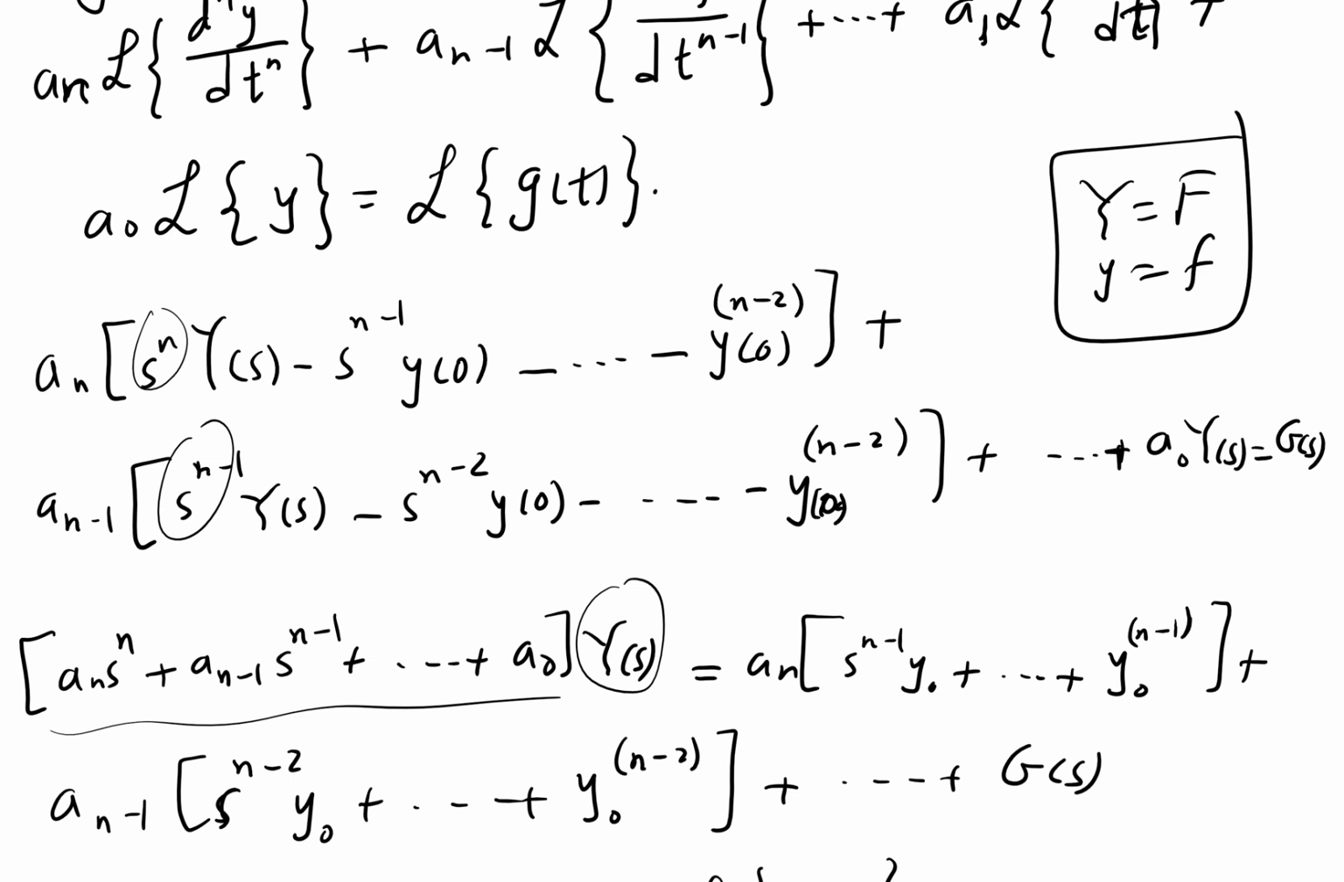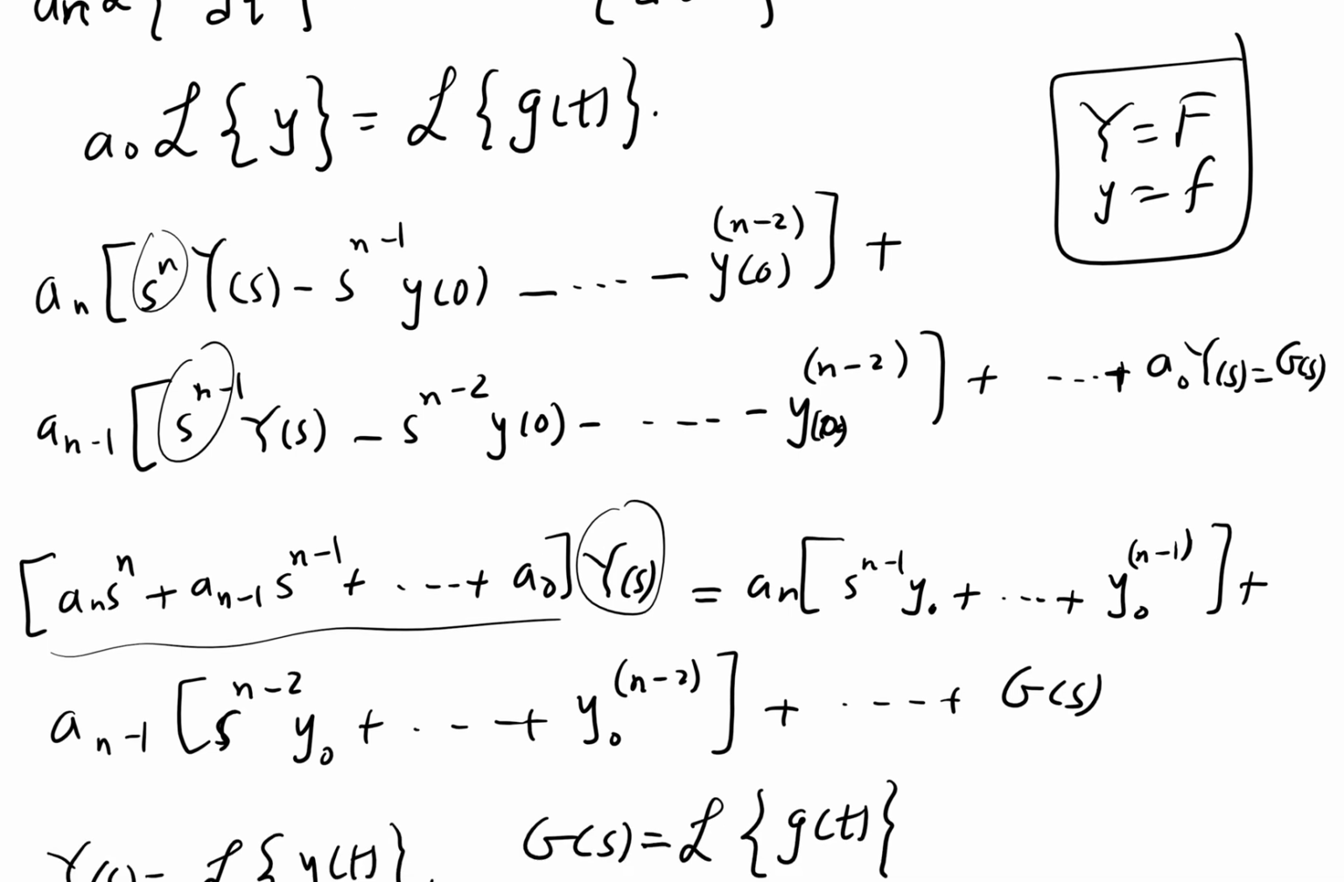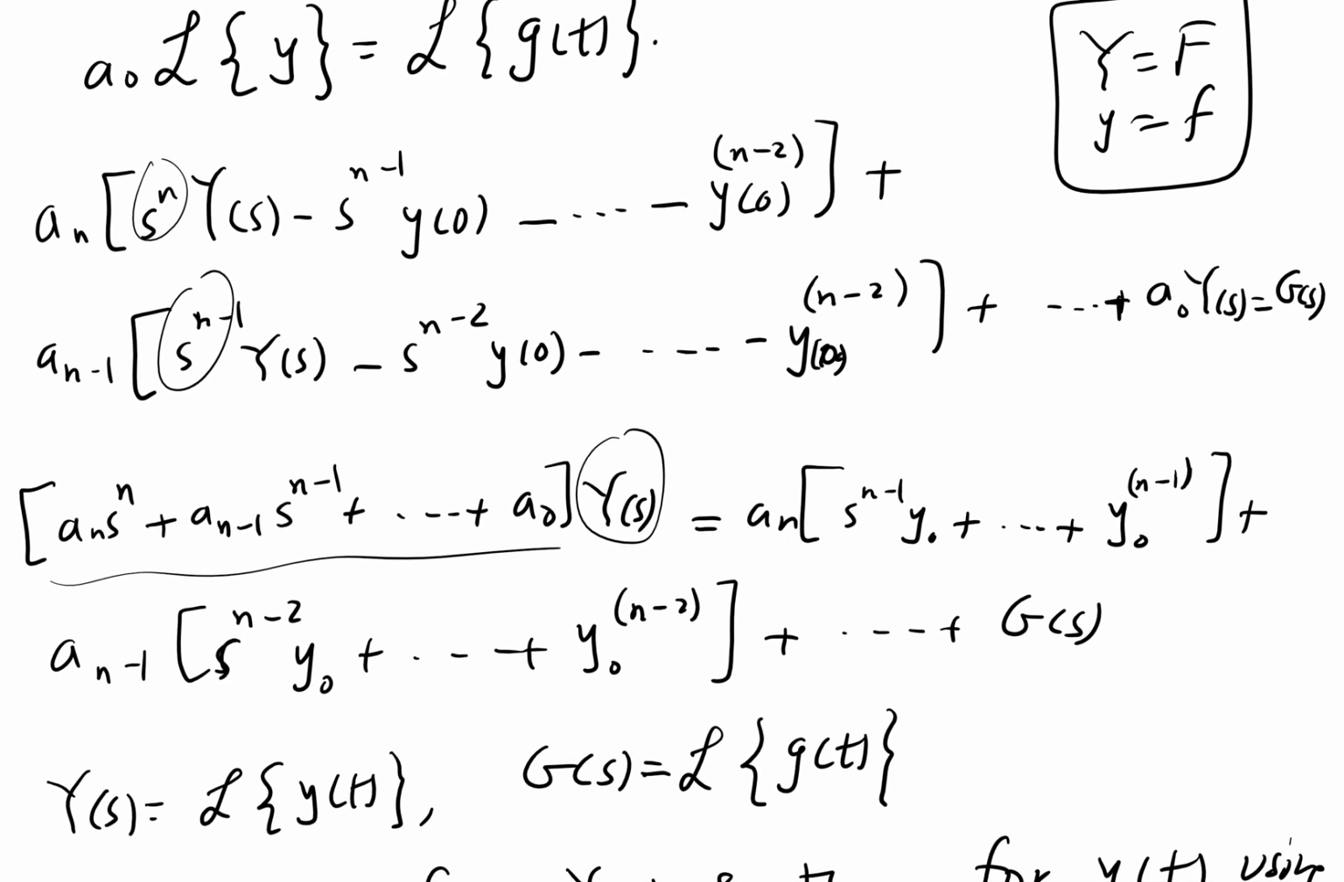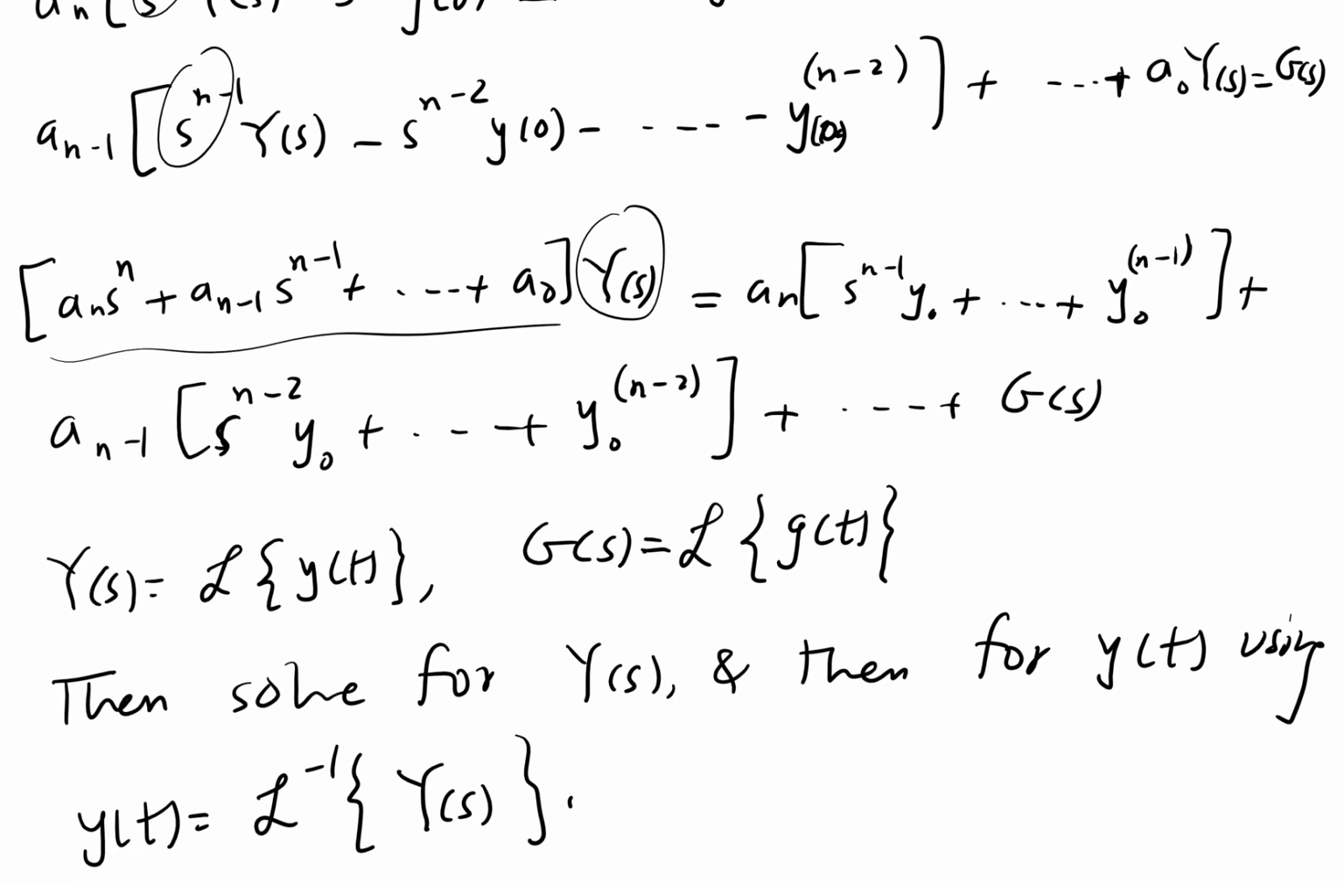And why do we do it this way? Because we want to solve for capital Y of s. Why do I have to solve for capital Y of s? Because as soon as you solve for capital Y of s, you can take its inverse Laplace and get small y of t, because that's what I'm looking for. To solve the differential equation, we need to find y of t. So Y of s equals the Laplace of y of t. So what do we do here? We solve for Y of s by doing some algebraic manipulations, and then solve for y of t using the inverse Laplace of capital Y of s.